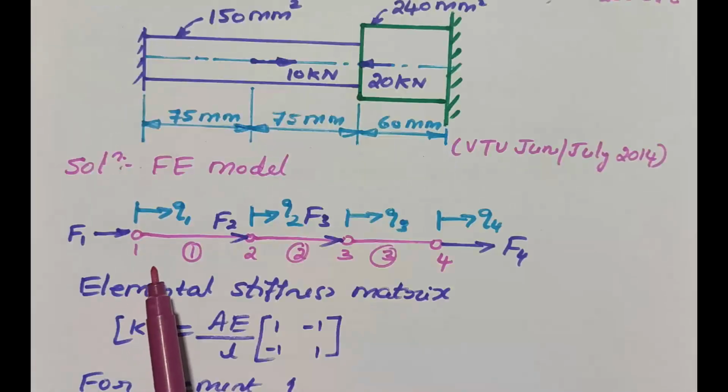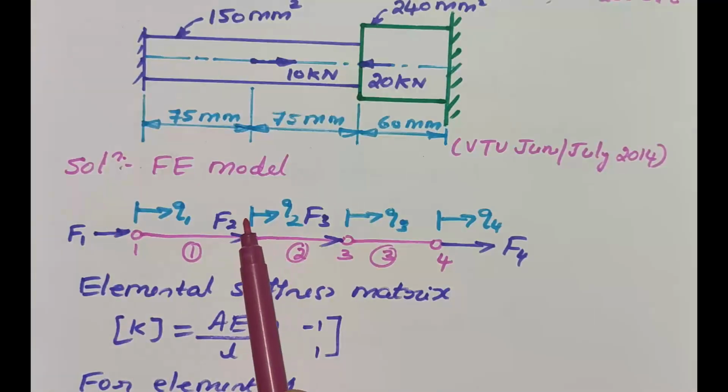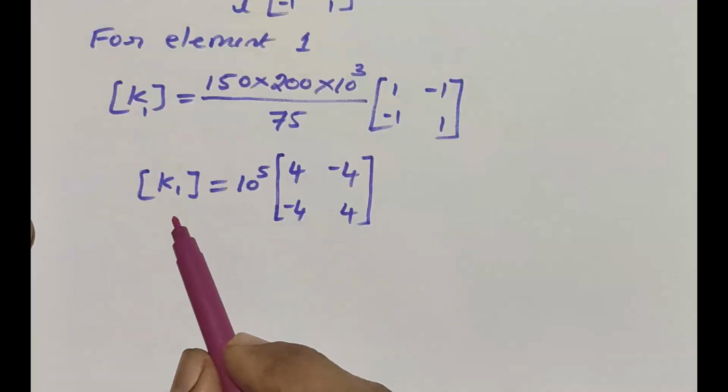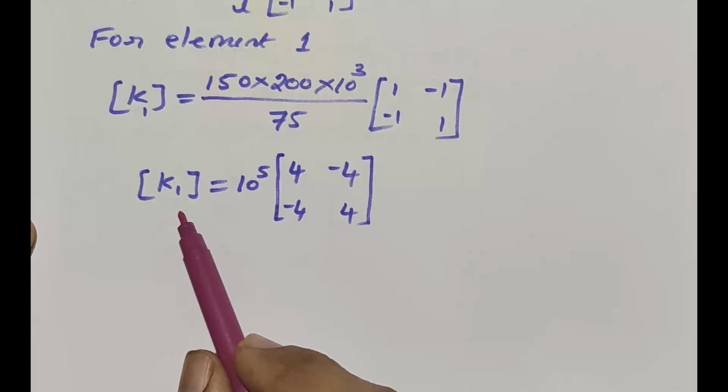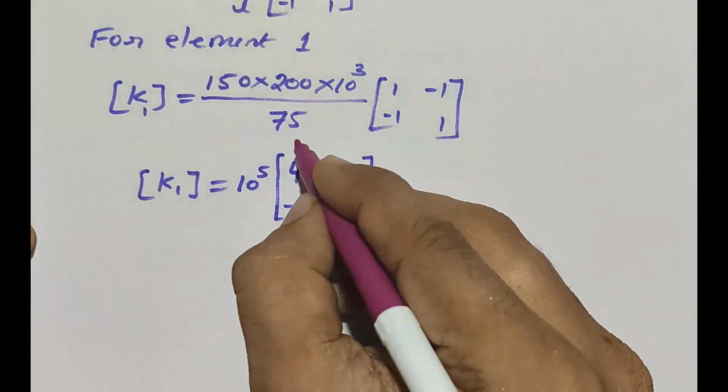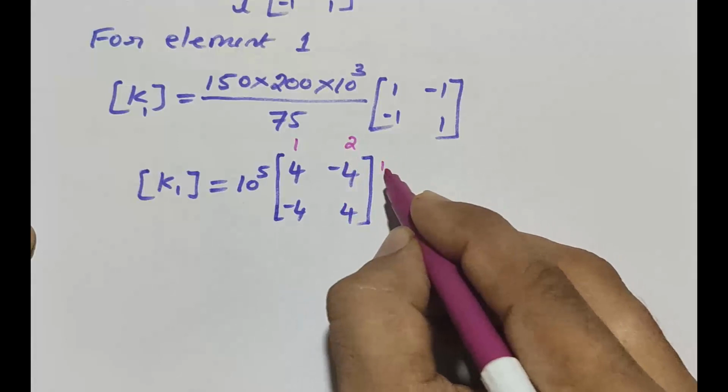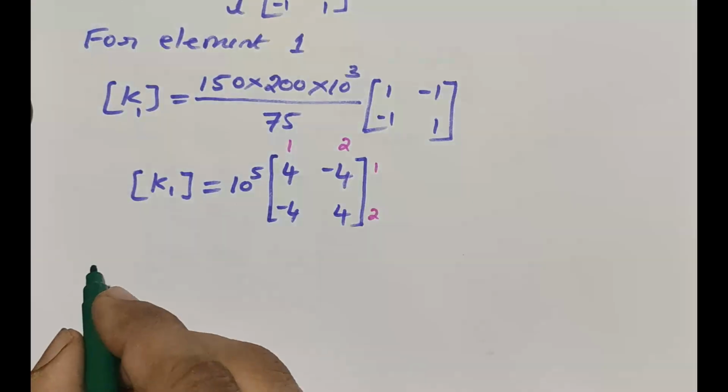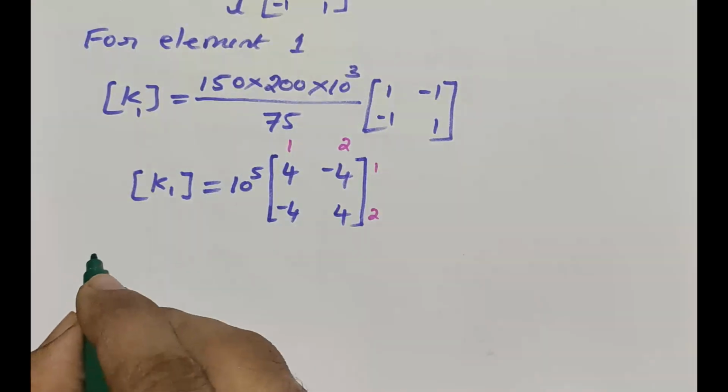Now see the FE model. Here element 1 connects node number 1 to 2. That's why in the elemental stiffness matrix for element 1, I will give the node numbering 1, 2, 1, 2. Next is the elemental stiffness matrix for the second element.